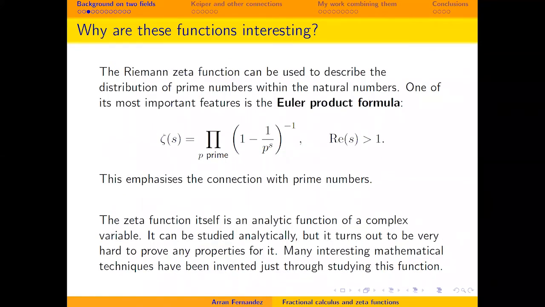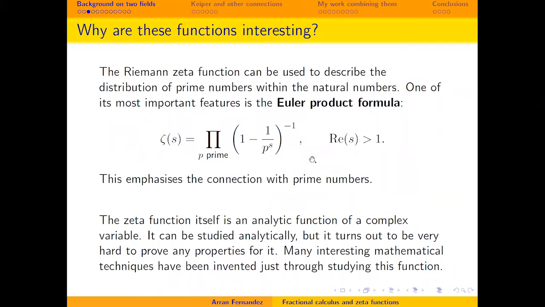So let me give some motivation and ask, why are these functions interesting? Well, the Riemann zeta function is, as I said, one of the most fundamental things in analytic number theory. It can be used to describe the distribution of prime numbers within the natural numbers. That's a big question in number theory. How are the prime numbers distributed? How many prime numbers are there up to a given point? This is a big important question. And the Riemann zeta function is an analytic function which is somehow used to describe that. So there's a quite complicated connection between analysis and number theory here.